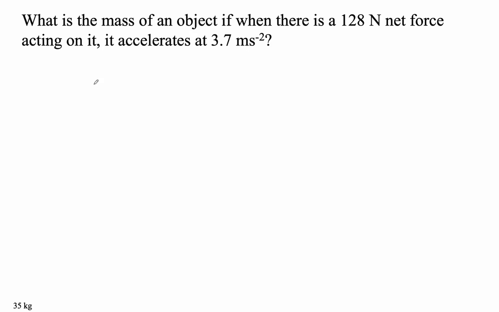What is the mass of an object if when there's 128 newtons of force, it accelerates at 3.7? And this is just meters per second squared. This is a fancy way of saying that. Okay, so let's see. Force, mass, acceleration. Okay, so mass will be force divided by acceleration.